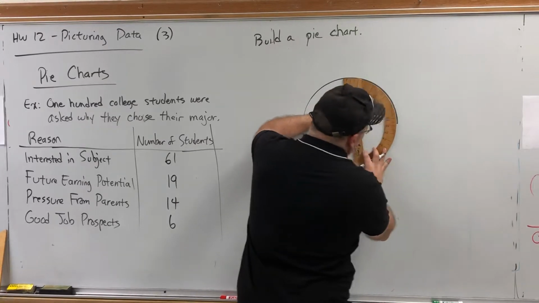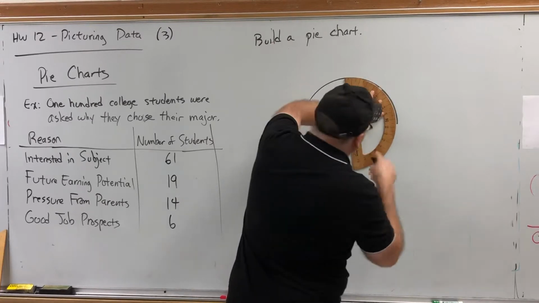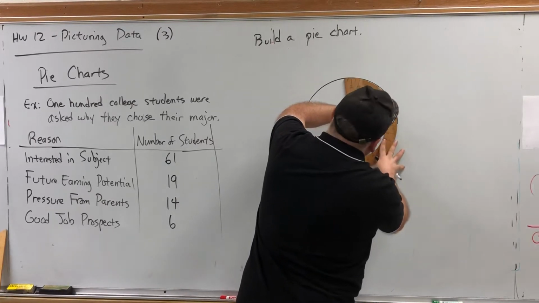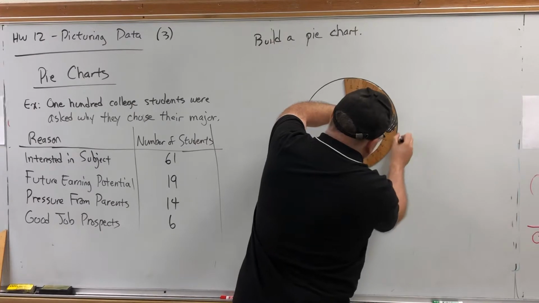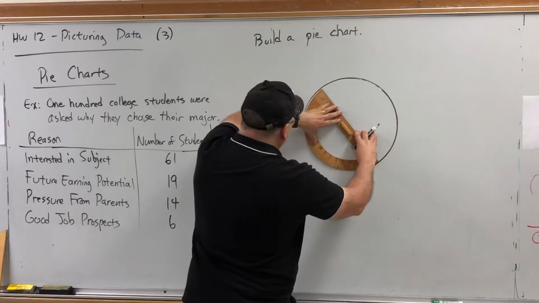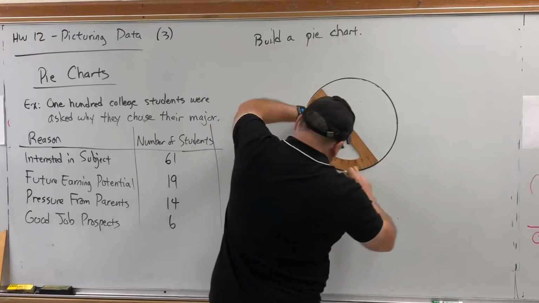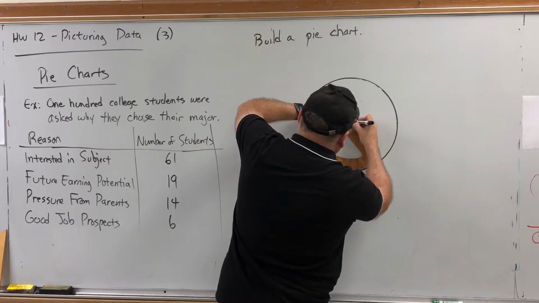This is not a compass. A compass is one of those double-pointed spiky things that you stick and spin to make a circle. A protractor is like a ruler. It just measures angles. Or in this case, it helps draw a pretty good circle. Okay, so, oops, and the center of this is right about there.